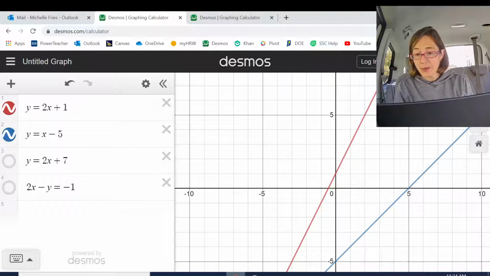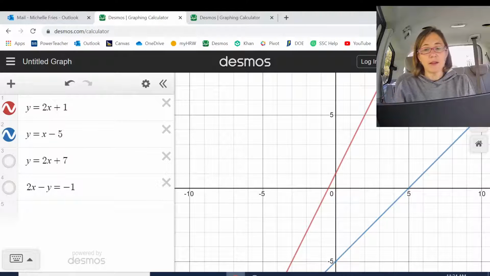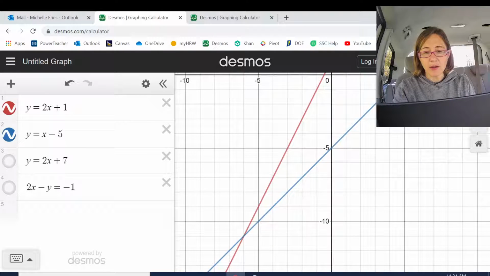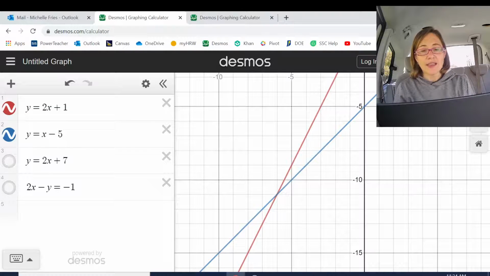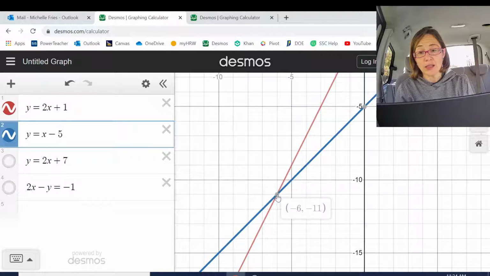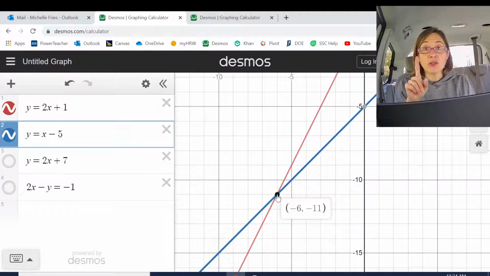I want to remind you of the different ways that lines can interact. I have an example of a linear system up here on Desmos, and if you notice, those lines don't look parallel, so they are going to cross somewhere. I see them crossing, so this system of equations has a single solution. It's this point right here where the two lines are crossing, (-6, -11). An XY pair together make one solution, one point where those lines are crossing.